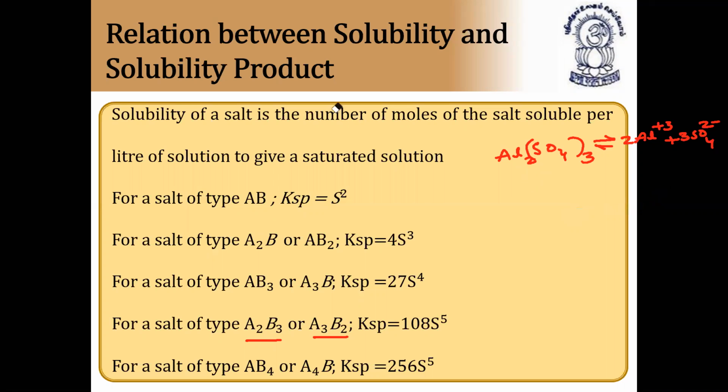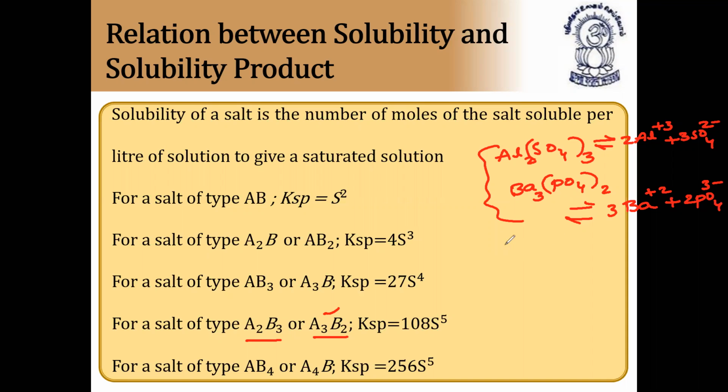Since we have done A2B3, now we have to write A3B2. A3B2 means Ba3(PO4)2. Ba3(PO4)2 dissociates to form 3Ba2+ plus 2PO4 3-. If you multiply, the charges should be balanced: 3 times 2 is 6, 2 times 3 is 6. So these are the example salts for A2B3 and A3B2.